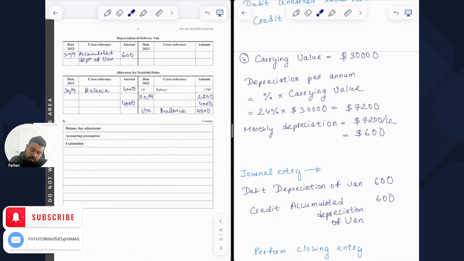Pretty straightforward. So depreciation of delivery van is an expense account. We understand that. And all transactions relevant to expenses have to be recorded within the debit side. So on the 30th of September 2023, within the debit side, we're recording accumulated depreciation of van by 600. Now, this is an expense account, right? And under the accrual basis assumption, we calculate profit based on the revenues earned minus the expenses incurred.